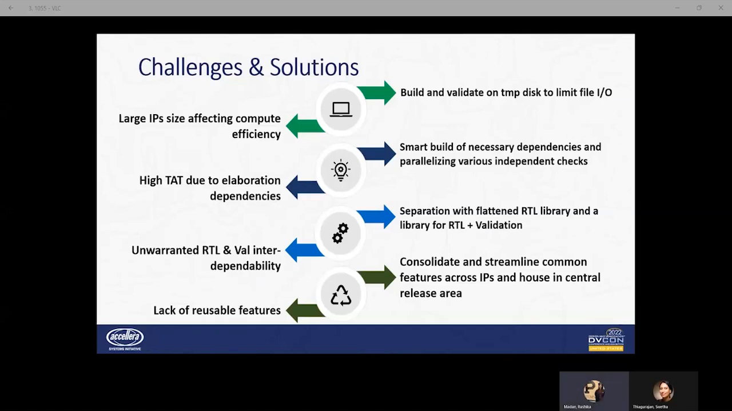Customizations are great when it comes to giving IPs the flexibility to cater to specific SOC or milestone requirements. However, each customization brings us one step further away from streamlining libraries and features across the IPs. To counter this, we identified all the active features which are common across IPs and consolidated them in a version-controlled central release area.